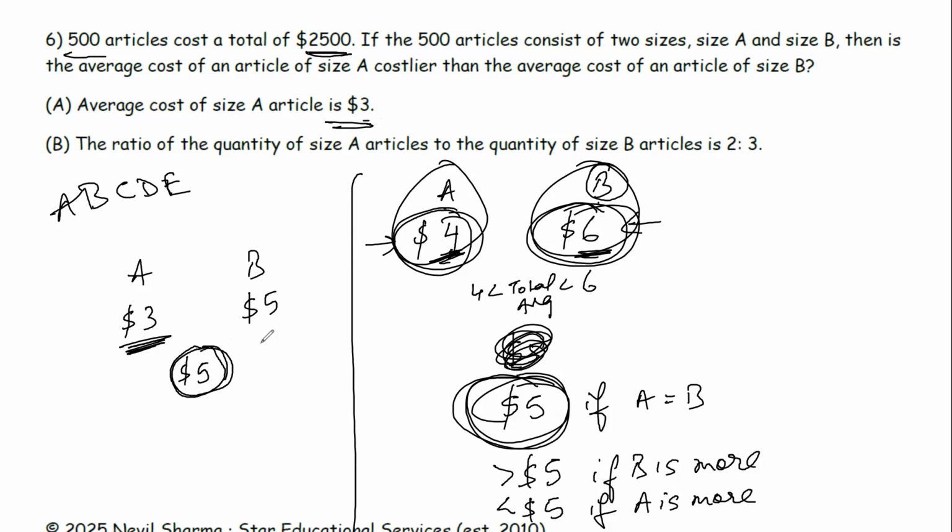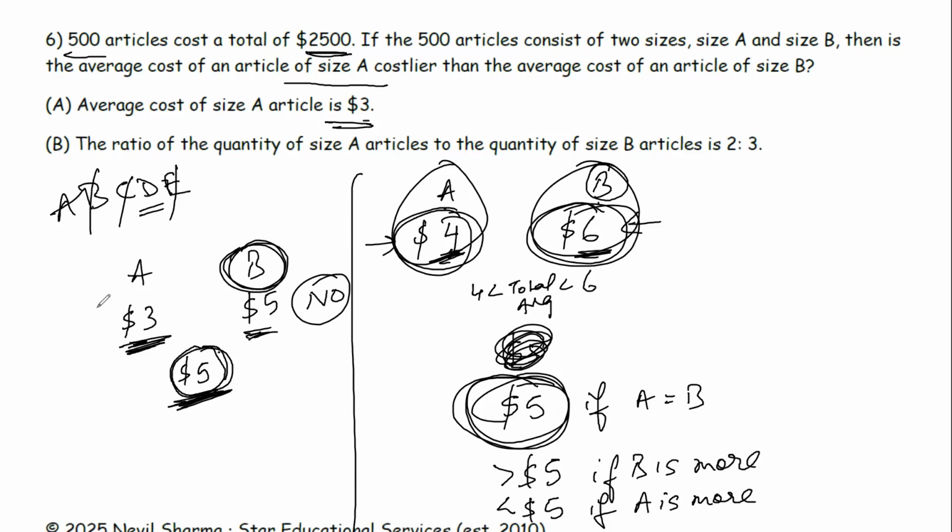So we know for a fact that the B average will be either 5 or greater than 5, correct? And hence we get a definite answer. Is the average cost of an article of size A costlier than the average cost? So the answer is a definite no. Since the total average is 5, we know that therefore B will be either 5 or greater than 5, the average cost of size B. So therefore, we got an answer using A. So B, C, and E are out.